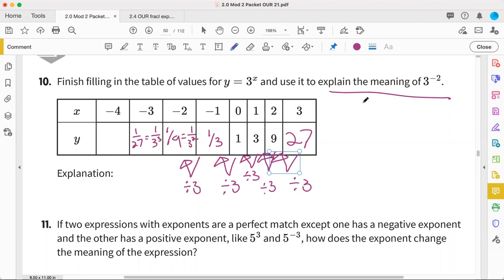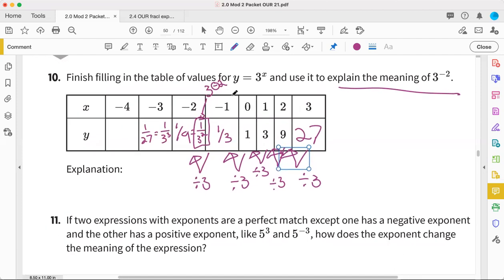So how could we use this to explain the meaning of 3 to the negative 2? Good question. Well, 3 to the second is in the denominator. And since it's in the denominator, this 1 over 3 to the second could really just be rewritten as 3 to the negative 2 power. Because if we have a negative exponent like this, we can rewrite it as a fraction. So that kind of explains it.